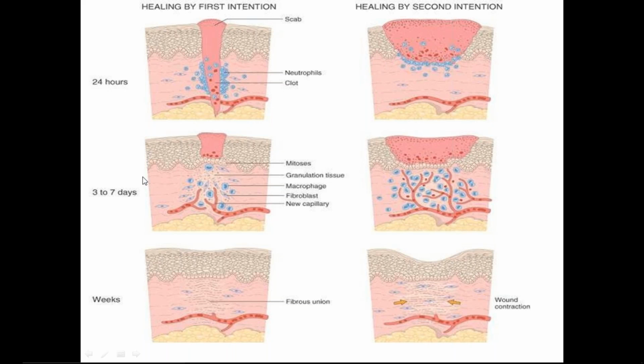By the end of 3 to 7 days, there will be granulation tissue formation in healing by primary intention. Macrophages, fibroblasts and new capillaries are formed, and here it is more prominent in healing by secondary intention. By the end of 2 weeks, there will be fibrous union. Wound contracture occurs when healing by secondary intention.